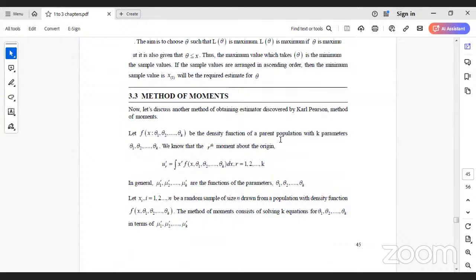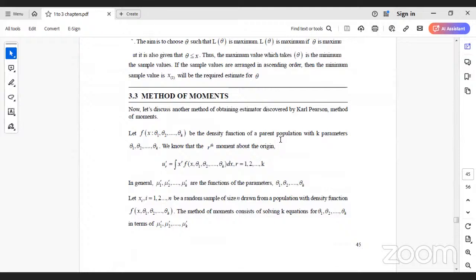Method of moments. Let us discuss another method of obtaining estimates, the method of moments, discovered by Karl Pearson. Let f(x, theta1, theta2, theta3, ..., thetak) be the density function of a parent population with k parameters theta1, theta2, theta3, ..., thetak. We know that the rth moment about the origin, mu r dash, is equal to the integral of x^r f(x, theta1, theta2, ..., thetak) dx, r = 1 to k. In general, mu1 dash, mu2 dash, and so on up to muk dash are functions of the parameters theta1, theta2, and so on up to thetak.